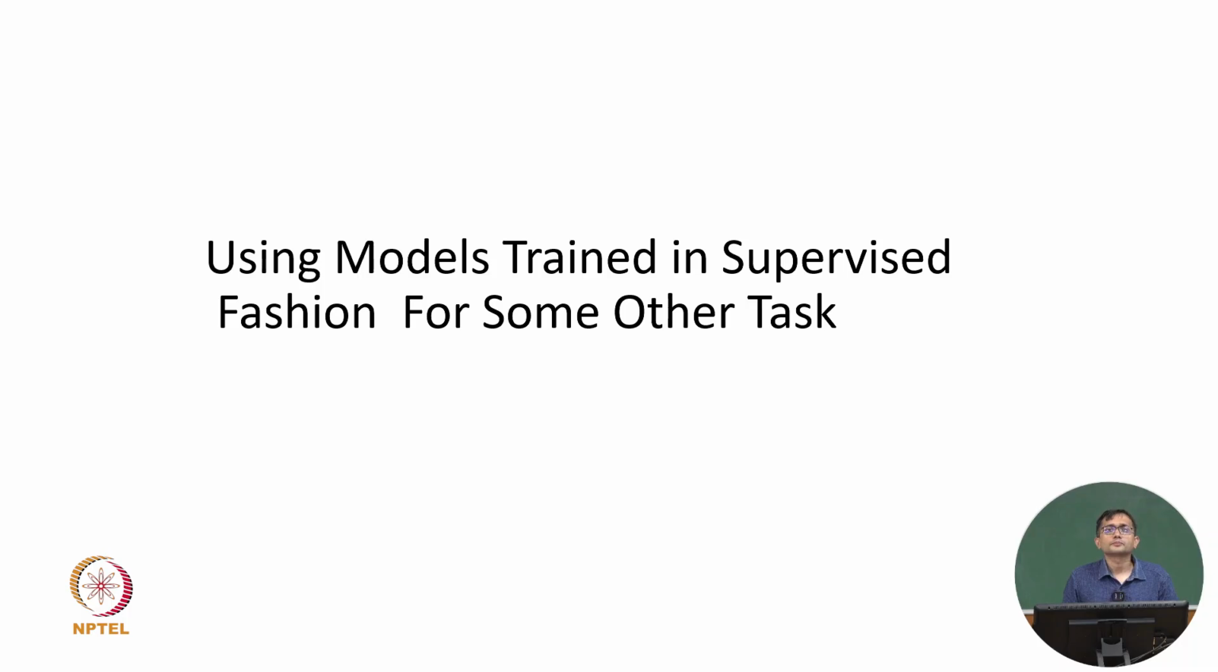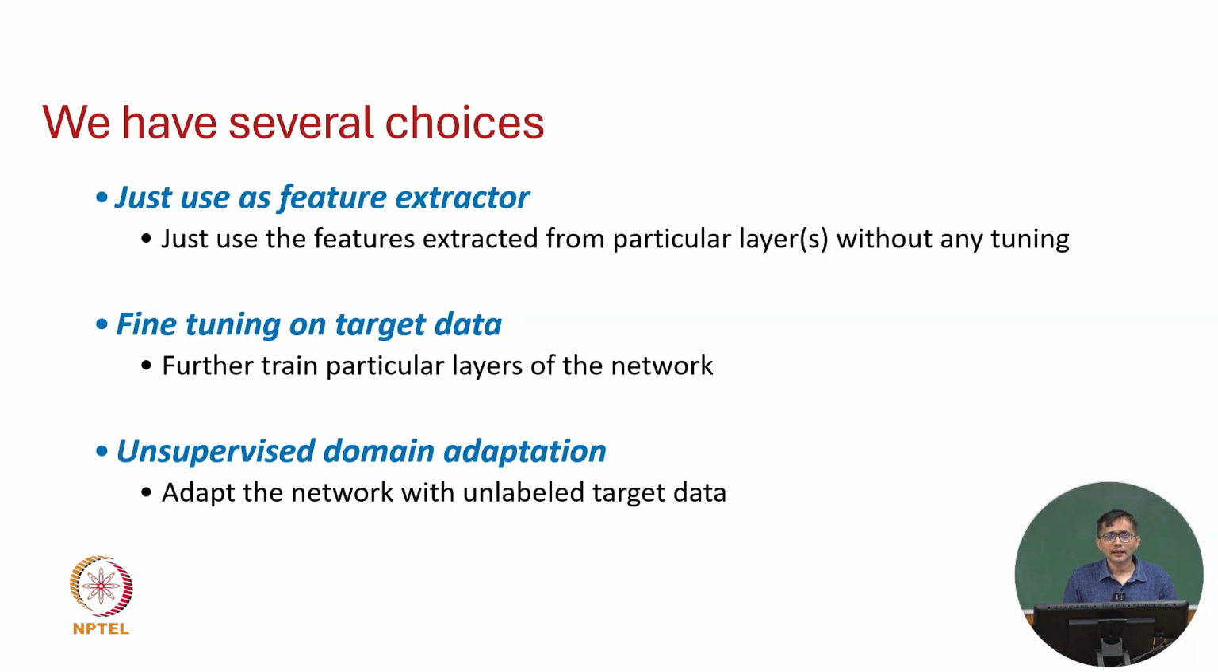There we see that we have several choices. Here we have listed 3 of them. Indeed, there can be other variations as well. So the first choice is that we can use a model which has been trained in supervised fashion, that we are trying to use for some other task or domain, just as a feature extractor. That is, just use the features that have been extracted from a particular layer without any kind of tuning.